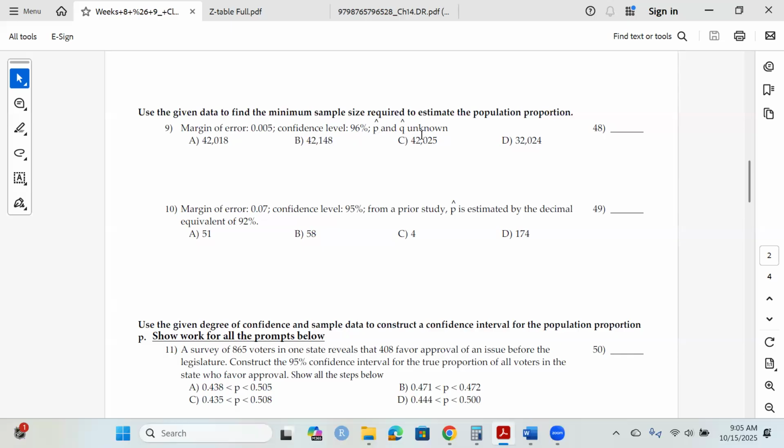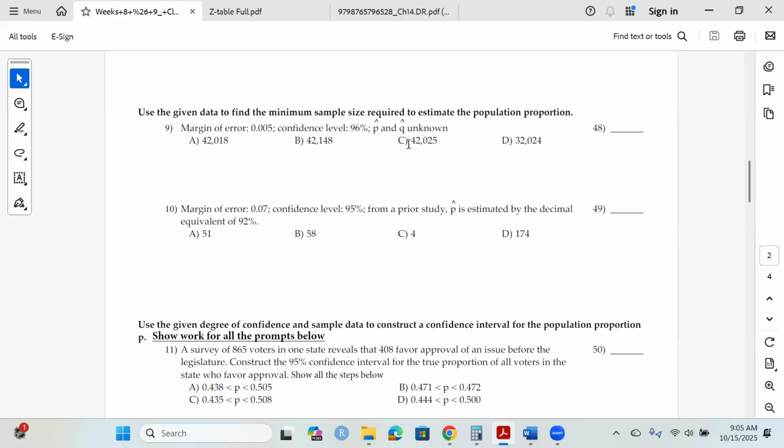It says P and Q are unknown. So P and 1 minus P are unknown. When they're unknown, you usually will put in 0.5, and that's pretty typical. So what we're looking at is the value that we really want is 0.505, right? Because this is the estimated proportion, and this is what we're looking for. But one thing that we're missing here is we also need what our power estimate is. Because when we're doing sample size, we need to know, well, what's our estimated power? Generally, it's 0.8.